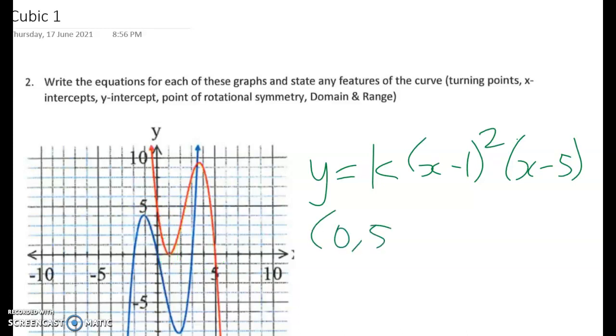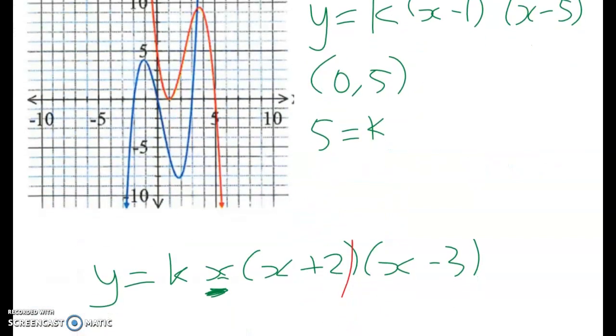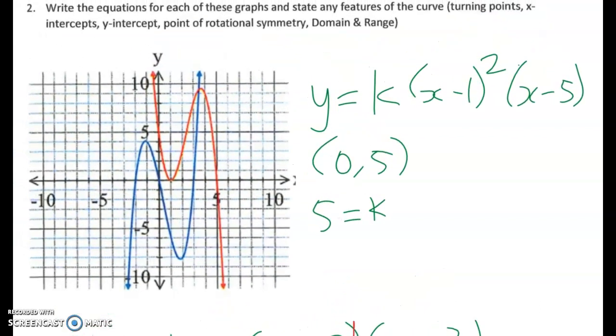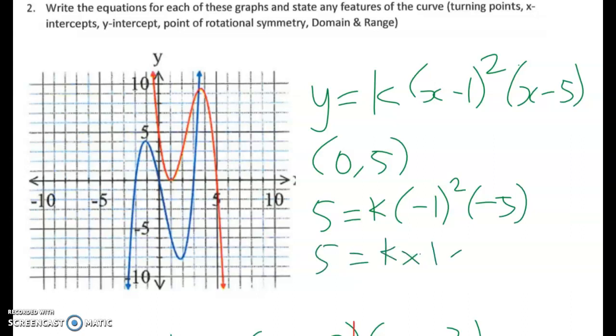So we're going to substitute (0, 5). 5 is equal to k times, what have we got? Well, 0 minus 1. Whoops. Must remember to bring the stylus to school, right? So k times (-1) squared times (0 minus 5), which is -5. And that gives me 5 is equal to k times 1 times -5. So 5 is equal to -5k.